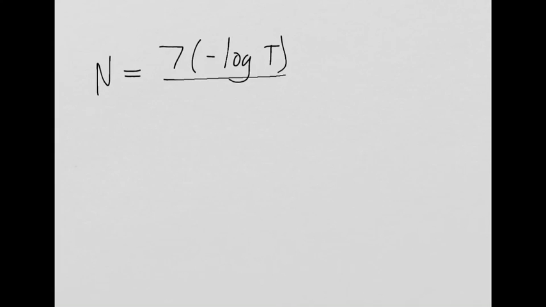Welders wear helmets fitted with a filter shade to protect their eyes from the intense light and radiation produced by welding light. But there's actually a logarithmic function used to determine how intense that shading should be. It's given by the function n equals 7 times negative log t all over 3. Couldn't they just do trial and error?